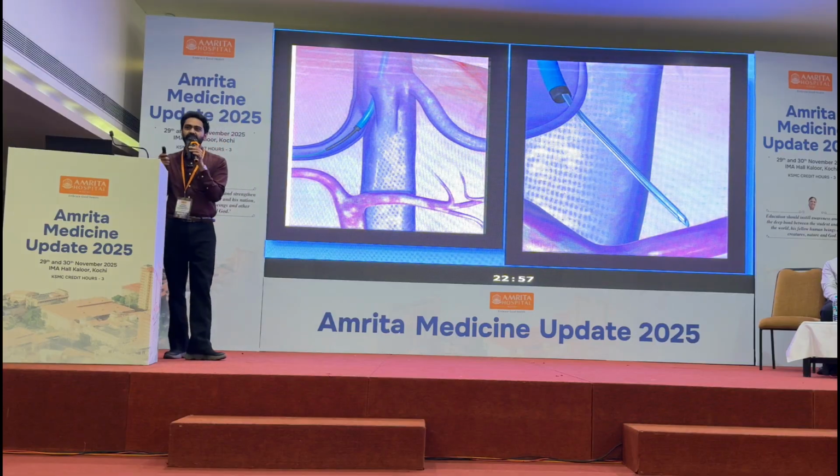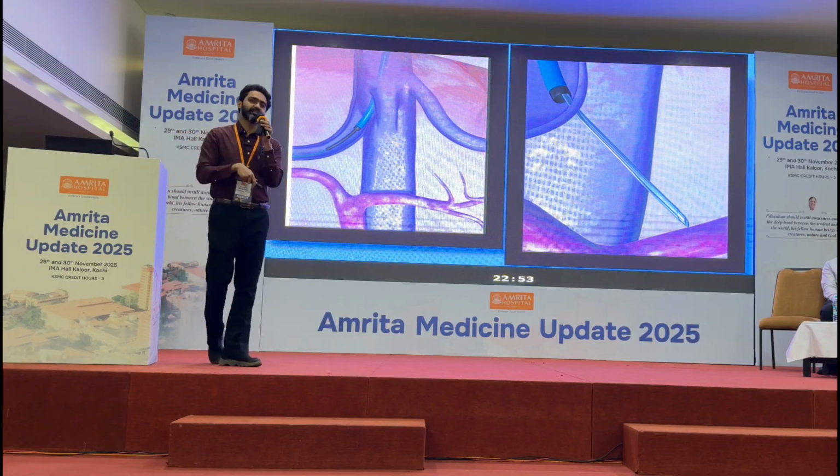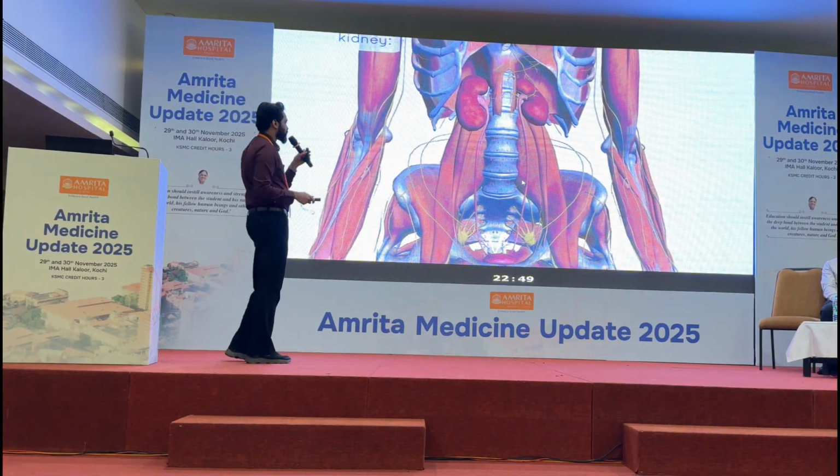In this case, even if it is bleeding, it is not going to go extravascular. It is going to bleed inside the vessel only. So, literally, there is not going to be any volume loss or blood loss.